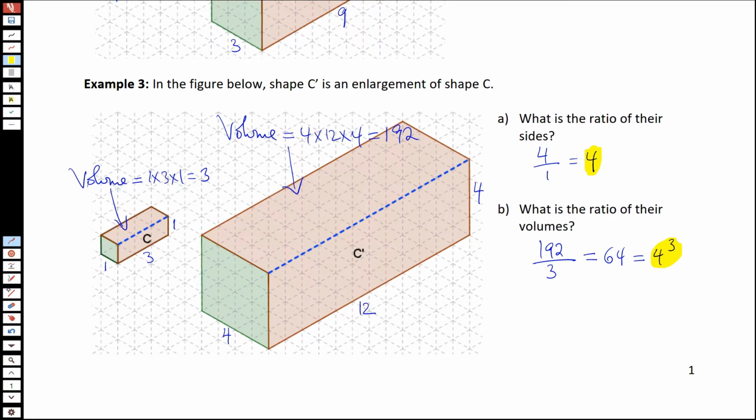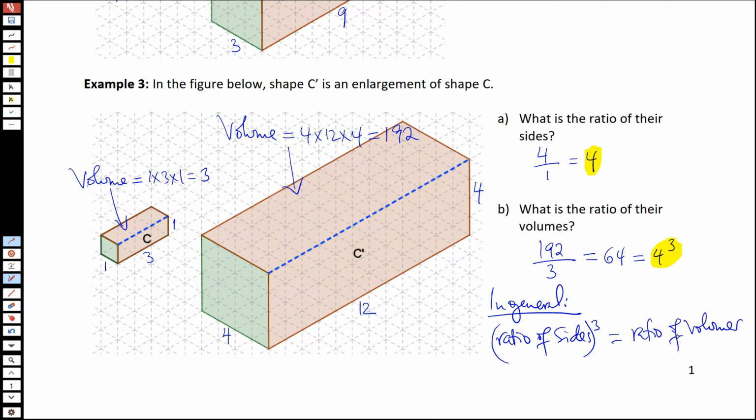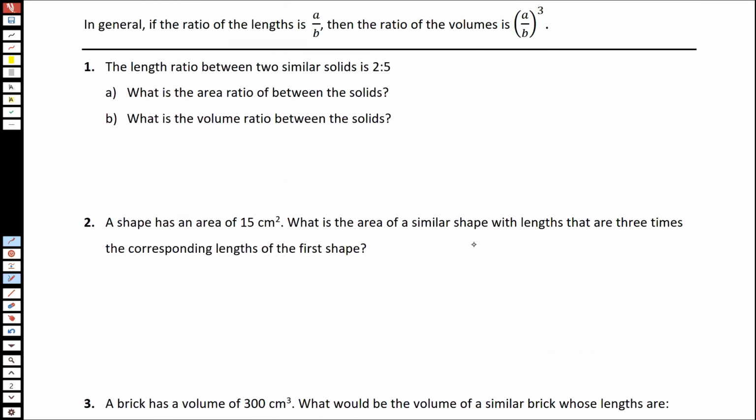So let's generalize this in a statement. In general, we can say that the ratio of sides cubed will be equal to the ratio of the volumes. So the ratio of the sides cubed is equal to the ratio of the volumes. And this is always true, as you can see in examples 1, 2, and 3. So moving on, let's apply this in problem solving.